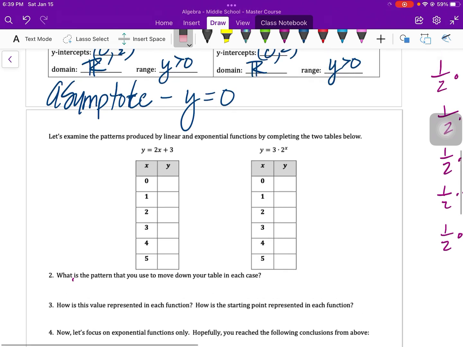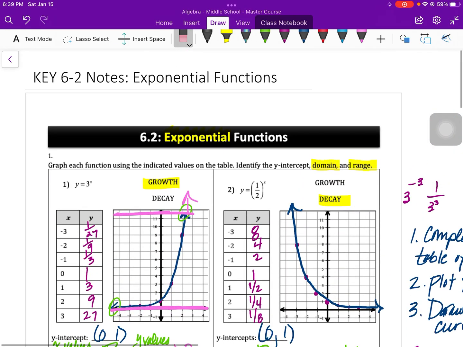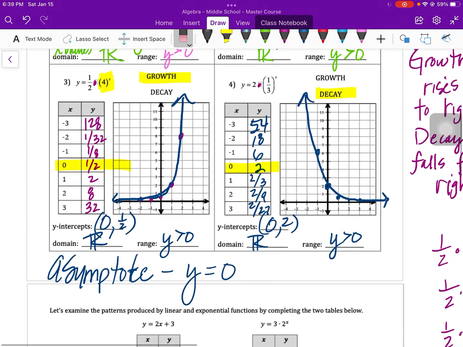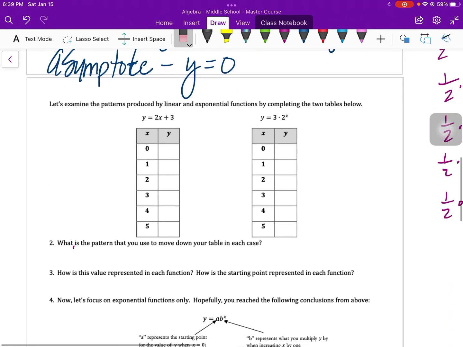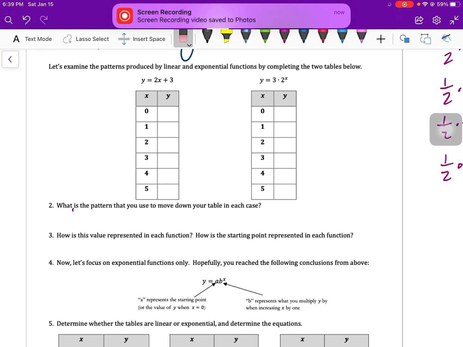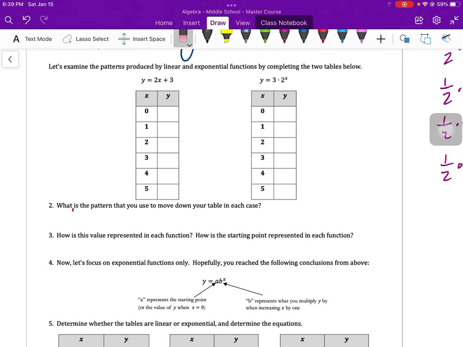Hi, algebra friends. This is day 2 of our 6.2 notes on exponential functions. So you might remember yesterday we talked all about how to graph an exponential function and looked at some new vocabulary. Today we're going to talk about how to compare exponential functions to linear functions, and how to recognize an exponential function by looking at the equation in terms of how it looks algebraically. Okay, so let's start by examining some patterns in these two tables.